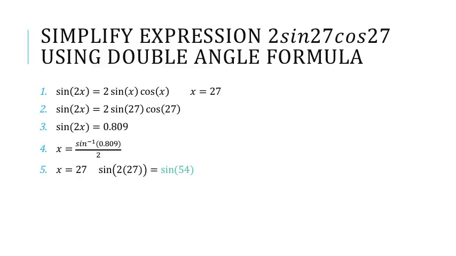Plugging this into the calculator, we will confirm that x is equal to 27. If we plug this into sine of 2x, thus sine of 2 times 27, we will get sine of 54. Thus, our simplified expression for 2 times the sine of 27 times the cosine of 27 is sine of 54.